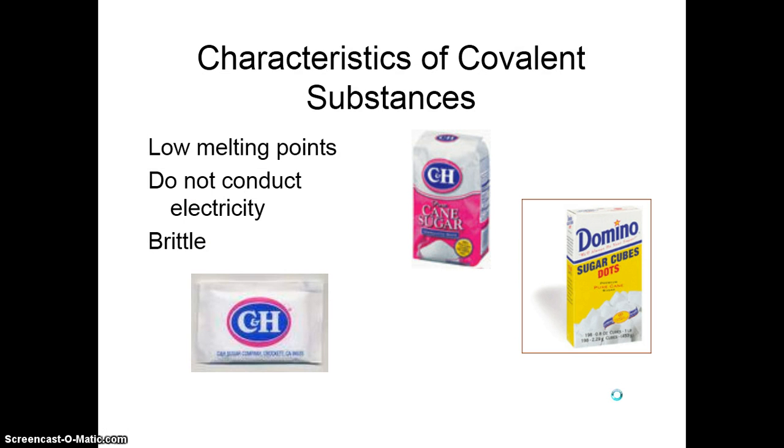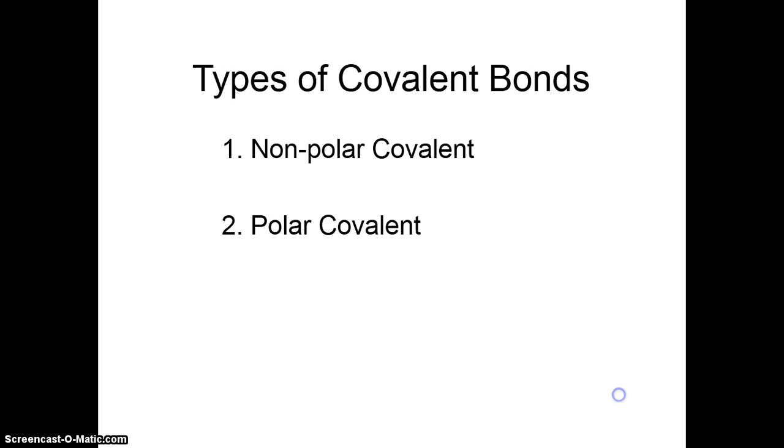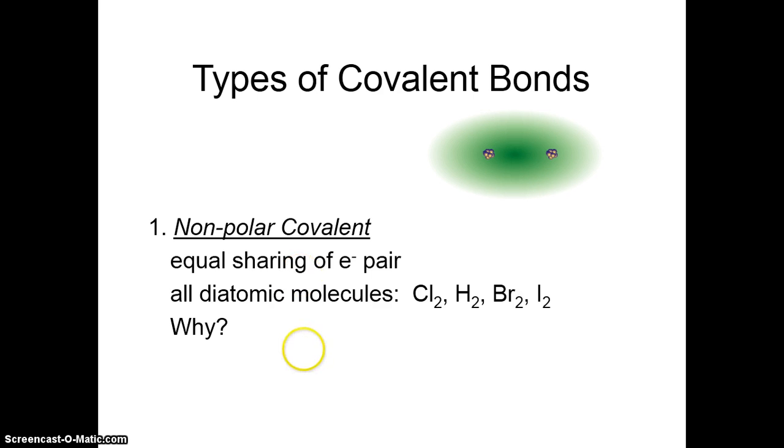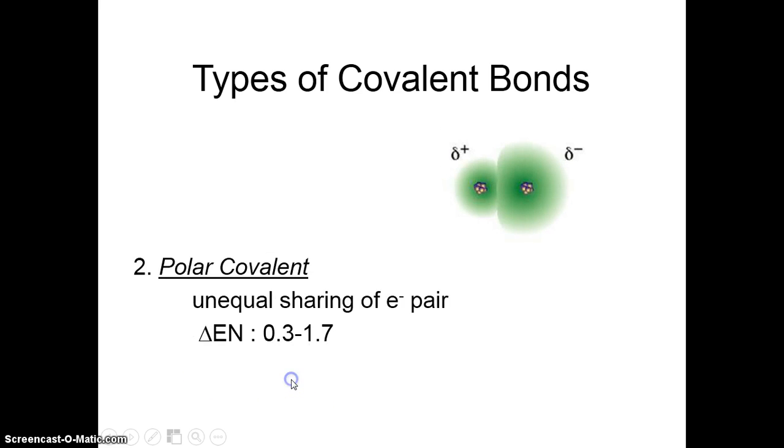Characteristics of covalent substances: they tend to have low melting points, they don't conduct electricity, and they tend to be brittle. The types of covalent bonds are nonpolar covalent and polar covalent bonds. Nonpolar covalent has equal sharing of electrons, and we see these in the diatomics: chlorine, hydrogen, bromine, iodine, just for example. Why is there equal sharing? The reason is that the difference, or delta change, in electronegative values is 0.